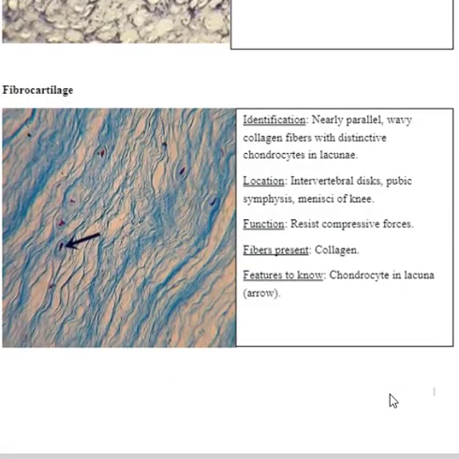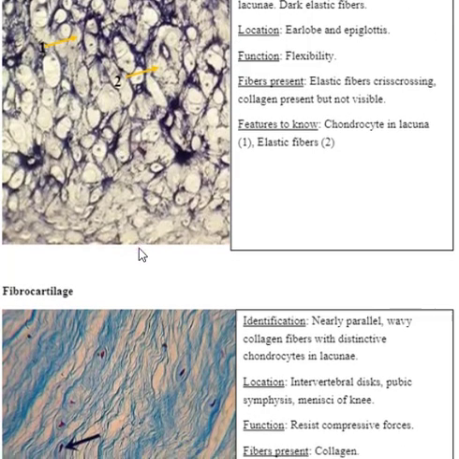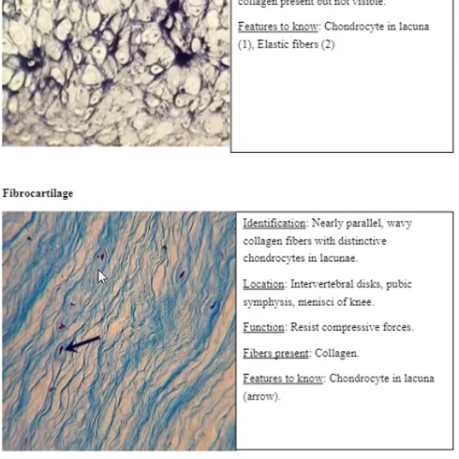All right, and then here's fibrocartilage. This one you can actually see the collagen. Now, in all the other slides we've been looking at, they've been staining the collagen kind of a pink or an orange color or a yellow color. But here they have a different stain, and they're staining it blue. So here's your collagen fibers right there, a little bit wavy, but not nearly as wavy as the elastic fibers were. And there's a lacuna, and there's the chondrocyte.